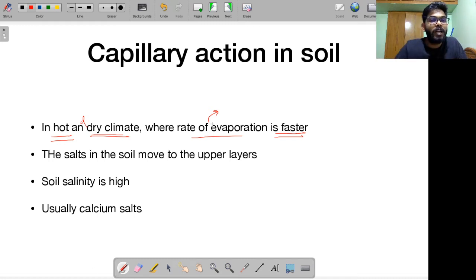We are talking about hot and dry climates. Obviously, we are talking about extremely high temperatures, or at least high temperatures. If the temperature is very high, the rate of evaporation is very high. The water will get easily evaporated. It will convert itself from liquid water into water vapor. So when this happens, the salts in the soil tend to move to the upper layers.